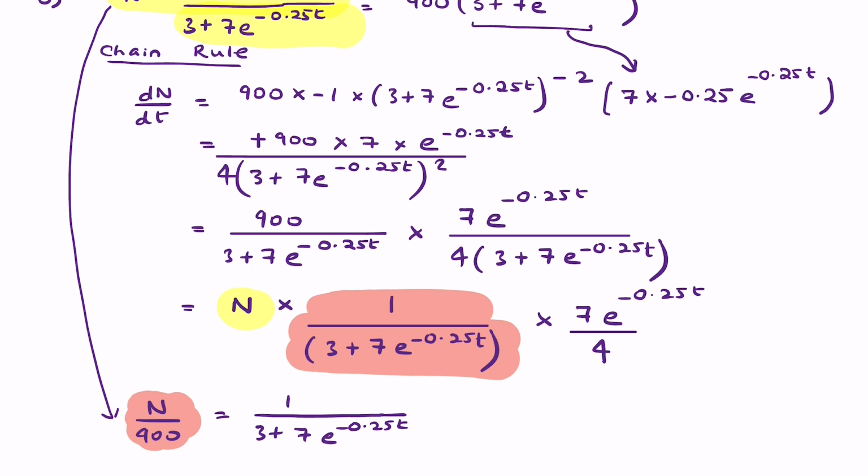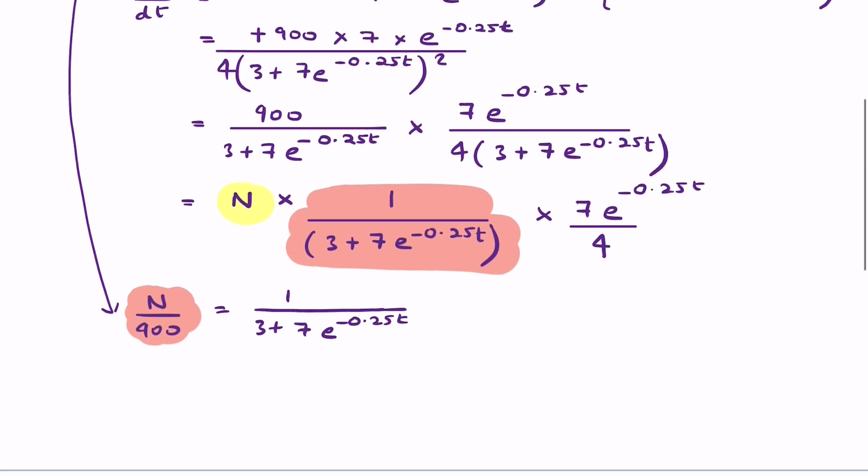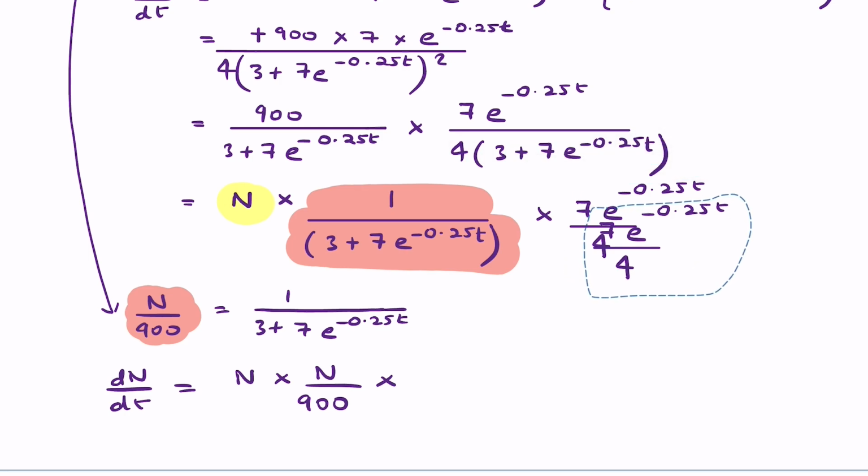I'm just doing it step by step so that you can see it through, but all I'm doing is reintroducing n in some form or the other, as the question is asking. So let's now rewrite this. So far we now know that dn over dt is equal to n times n over 900. And then I have, of course, this last bit that I have to deal with.